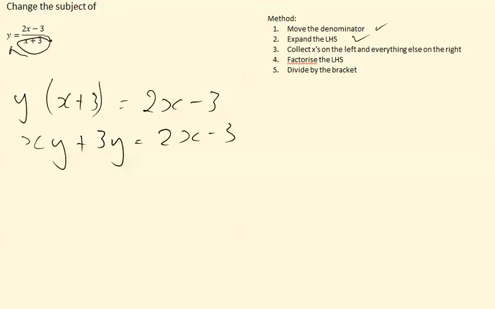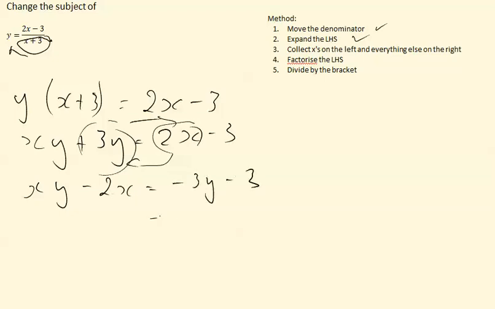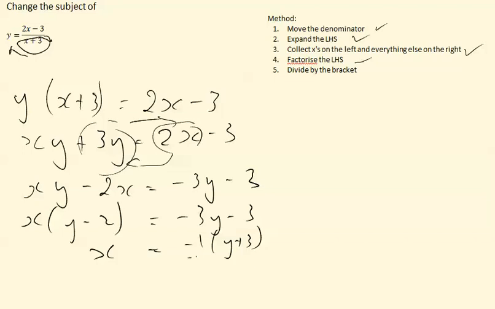I'm now going to move the plus 3y over, because I'm collecting x's on the left and everything else on the right, and I'm going to move that 2x back. So I get xy minus 2x equals minus 3y minus 3. I'm going to factorize the left hand side, so I'm going to get x bracket y minus 2. And the last thing I'm going to do is divide by the bracket, so I get minus 1 lot of y plus 3 divided by y minus 2.